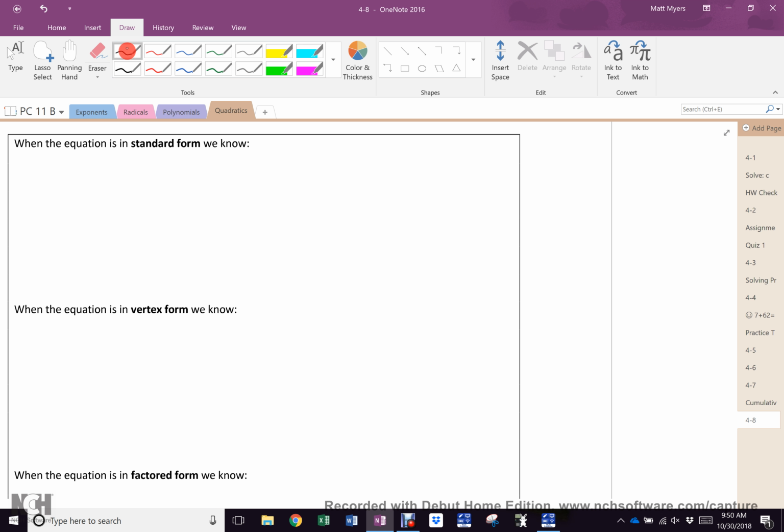Okay. What is standard form? What does it look like? ax squared plus bx plus c. Right? Okay. What does this tell us immediately? It tells us two things as soon as we look at it. Deepinder, give me one of them.